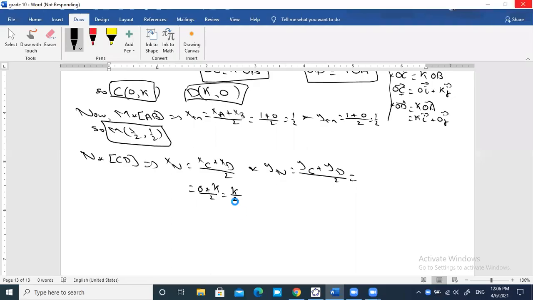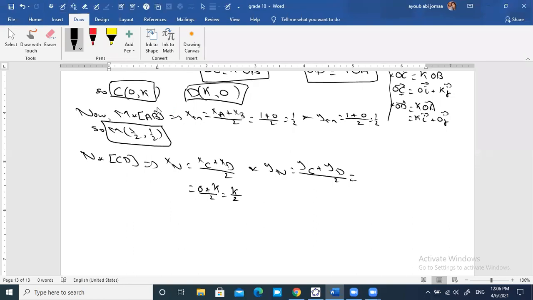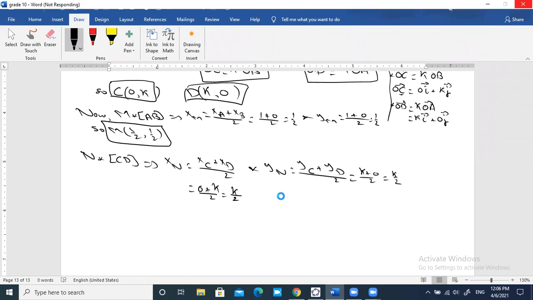To continue, x of n is x of c plus x of d over 2, which is 0 plus k divided by 2, which is k over 2. And now for y of n, y of c plus y of d divided by 2, so it is equal to k plus 0 divided by 2, which is also k over 2. So point n has coordinates k over 2, k over 2.